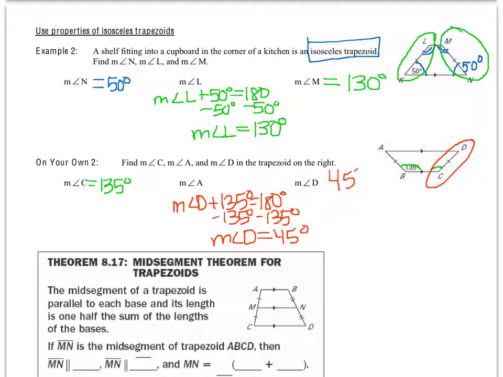So I have 45 degrees here for angle D, and then angle A is congruent to angle D because they're touching the same base, so these two are the same. That one is also 45 degrees.